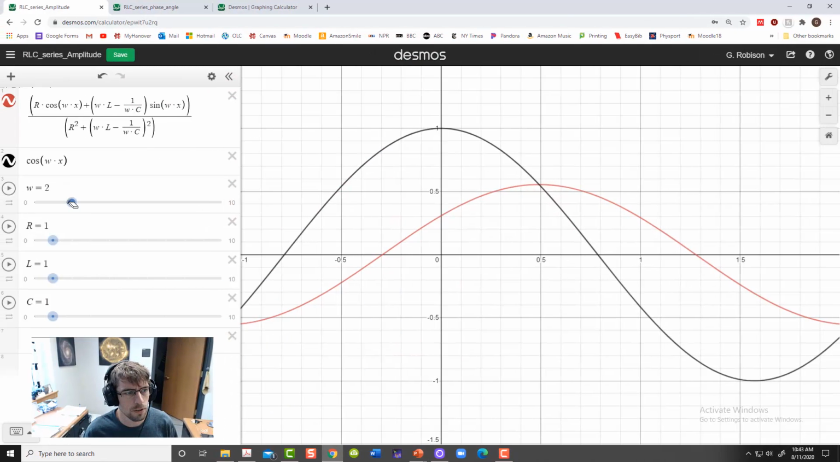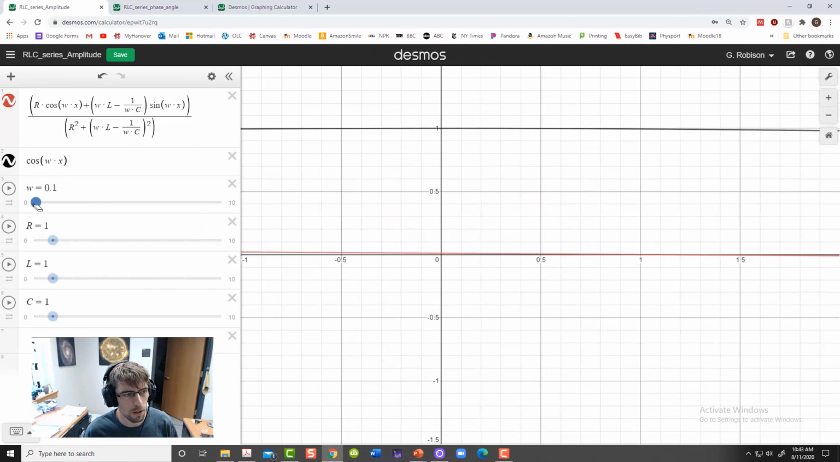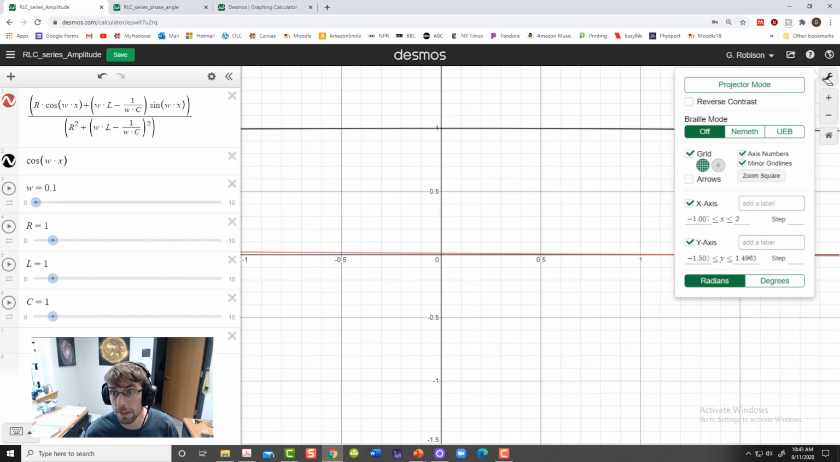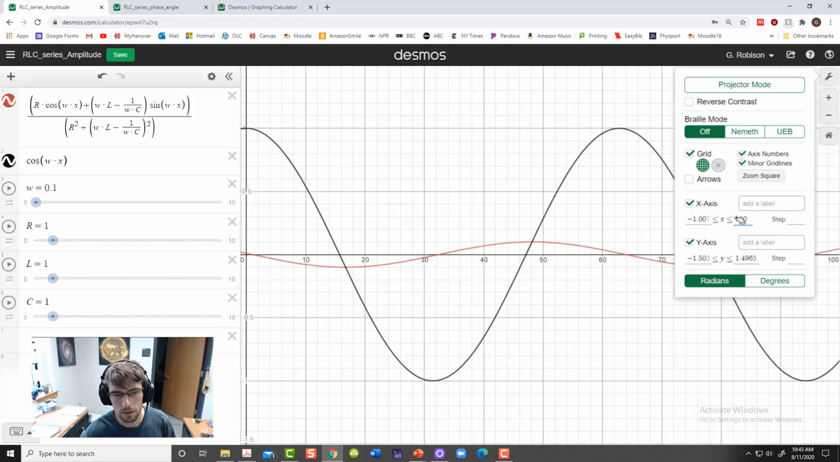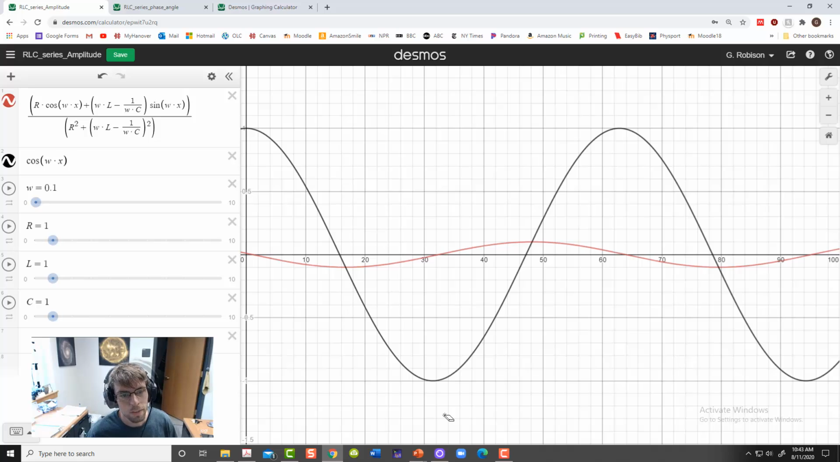Let's pull up the Desmos again. If we start off really small, and let me go ahead and take this out to 100, just so we can see several cycles. Now, we actually have to run the numbers to confirm this is pi over 2 out of phase if you wanted to do it numerically. What I'll say is that, look at this. We see that when the black line is 0, the red line is at a maximum. So we know that it's shifted by pi over 2.